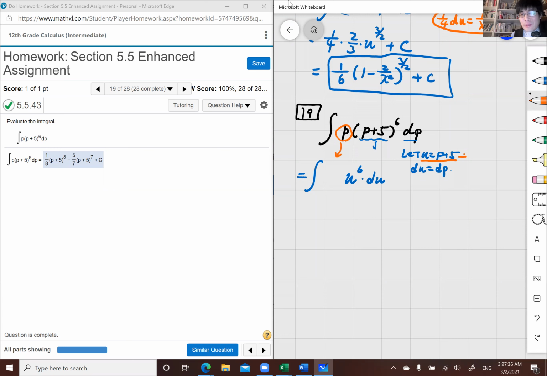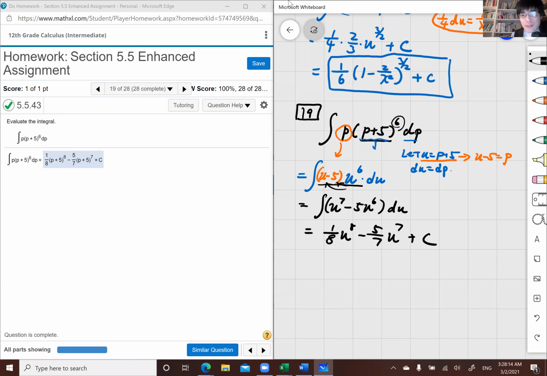So using this identity, p is equal to u minus 5. So we write the p in terms of u, so you want to get this. This is the same thing as u to the power of 7 minus 5u to the power of 6. You see, this one is easy to use a distribution or expand it. You don't want to expand this one, but you can expand this one quickly. Okay, now you can integrate it: 1/8 u to the power of 8 minus 5/7 u to the power of 7 plus c.